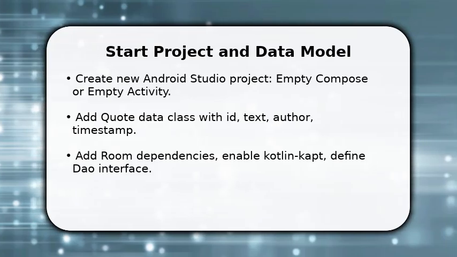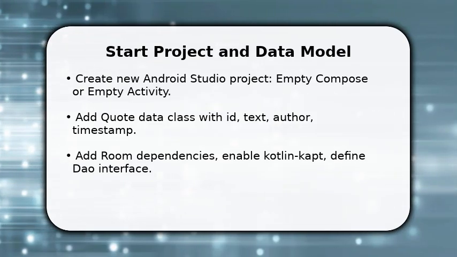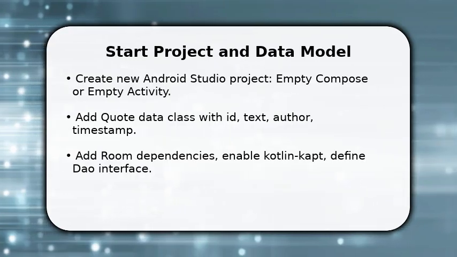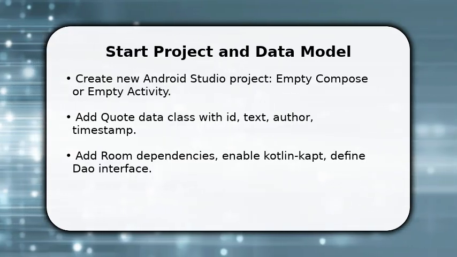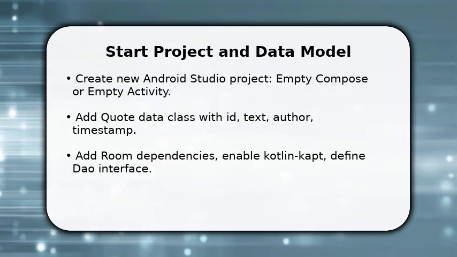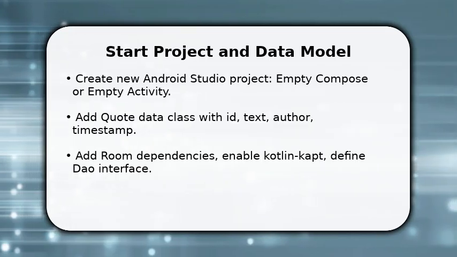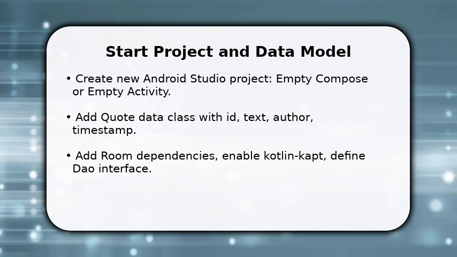Enjoy the video. You begin by creating the project with a dependable template. Choose Empty Compose if you want Jetpack Compose UI or Empty Activity for XML. Next, add a lightweight quote data class containing ID, text, author, and timestamp so persistence maps cleanly. Then immediately add Room dependencies and enable Kotlin KAPT.